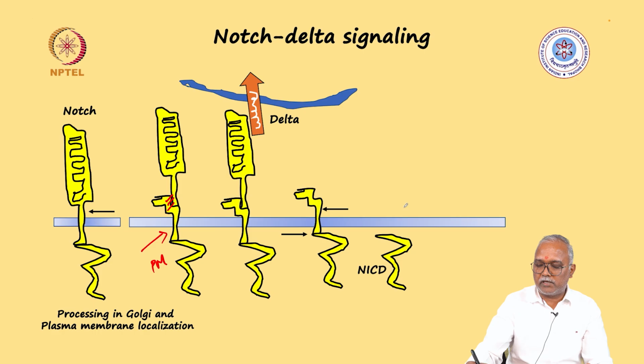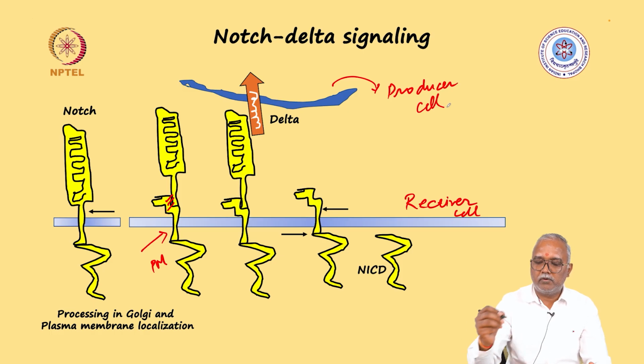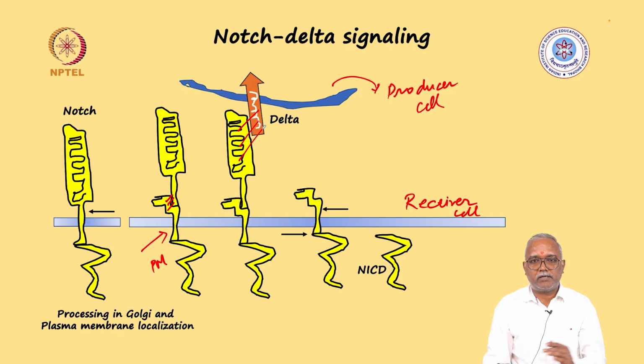This is, I would say, your receiver cell and this is your producer cell with respect to the ligand. So the ligand, which is here as Delta, will come into contact and activate the signaling. Remember, a similar situation was there with Eph-ephrin signaling, when active signaling was leading to the separation or repulsion of the two cells, and for that you needed some sort of cleavage.